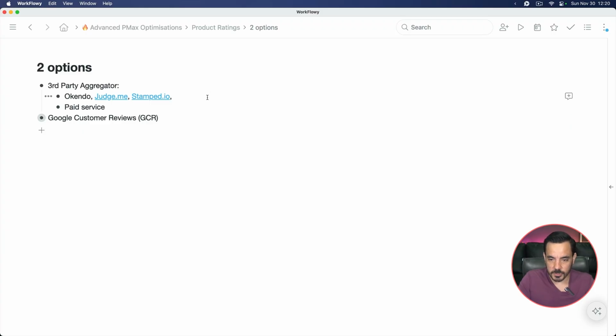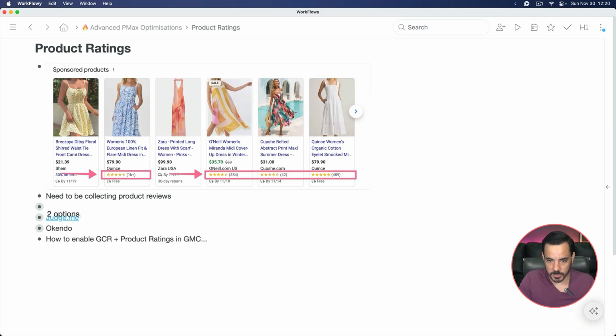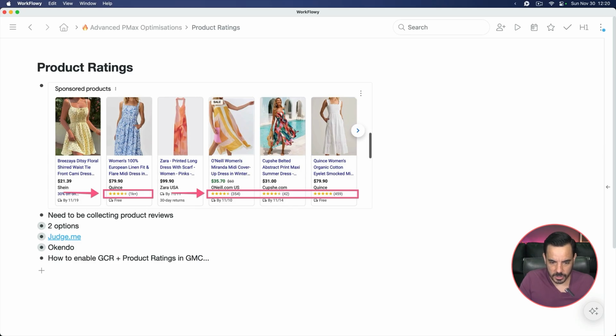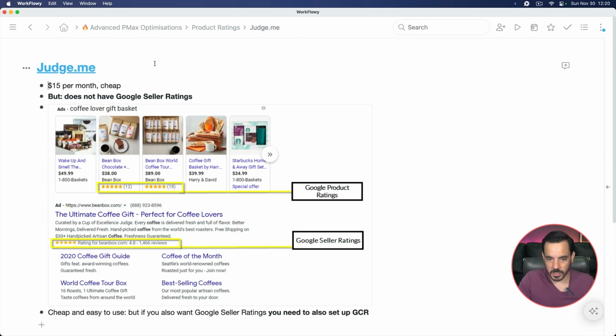So if you're going to go down the paid options, which I recommend for most of my clients, there's a few options here that many of my clients use that I can recommend. You've got Ekendo, Judge.me, Stamped.io, all of these options are fine. All of them are paid services though, and they do come at different price points. So one thing I can tell you, Judge.me is really popular with a lot of my clients because they are cheap, 15 bucks per month, pretty cheap, okay? So this is one of the more cost-effective third-party aggregator solutions that you can use, Judge.me.